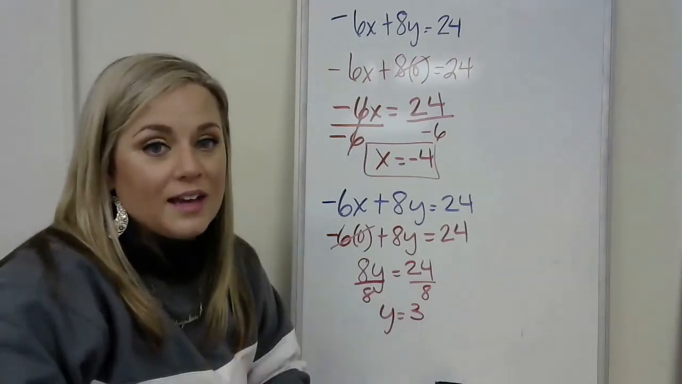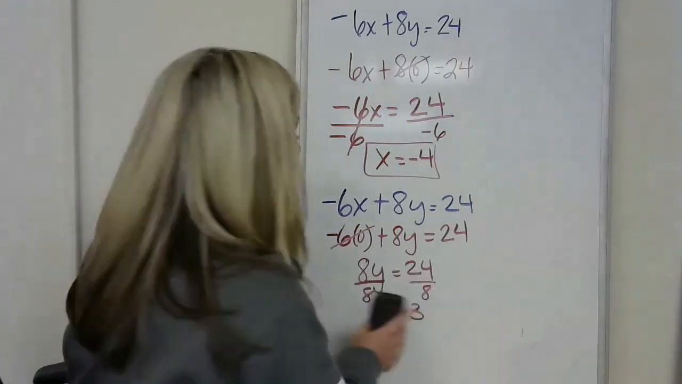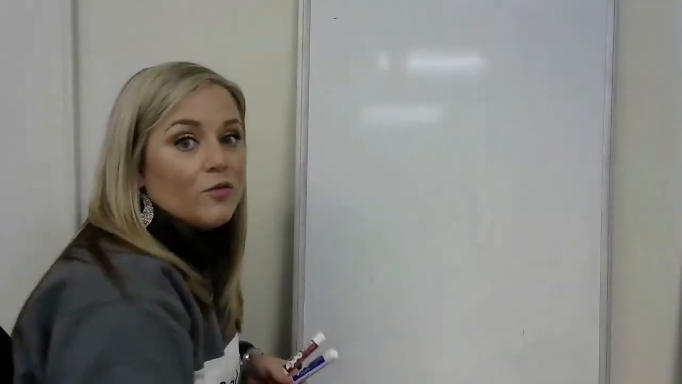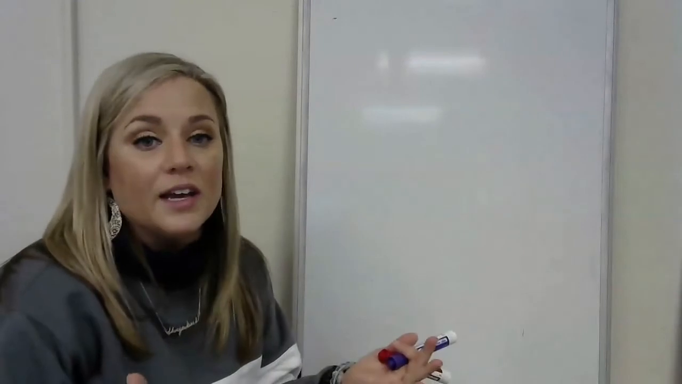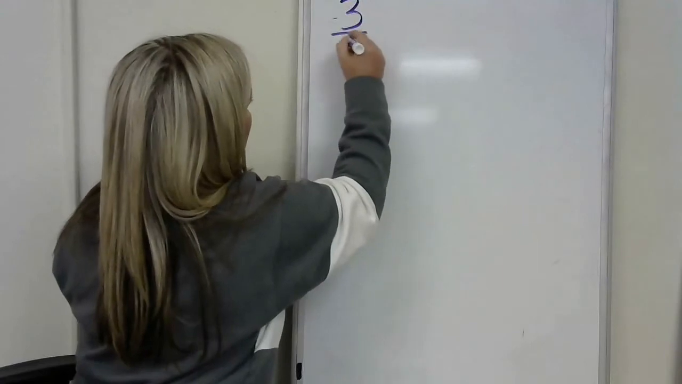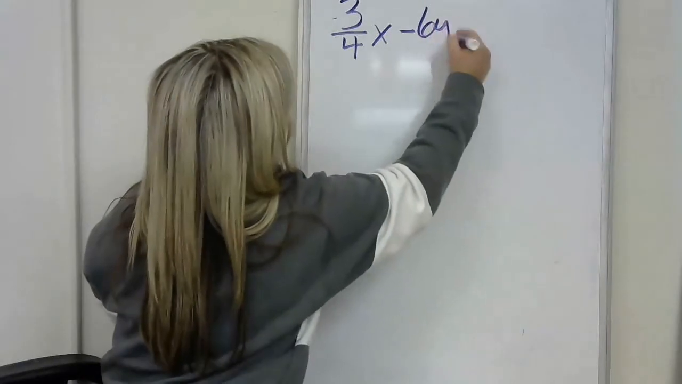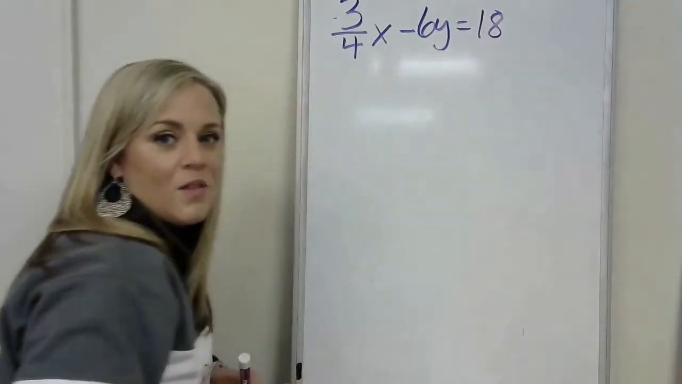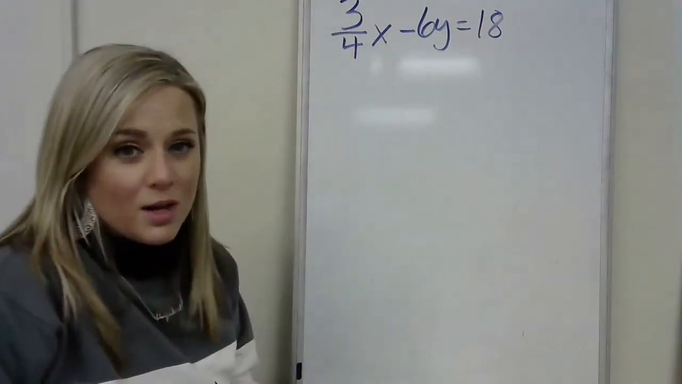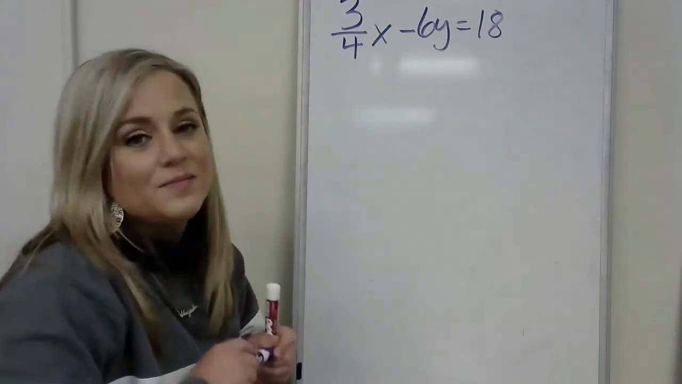So what I want you to do next is pause this and get out scratch paper. Well, don't pause just yet, but I'm going to rewrite the new equation. I want to see if you can get the y-intercept by plugging in 0 for x and 0 for y, doing two different equations. So this is the equation we're going to use: 3/4 x minus 6y equals 18, okay? Pause it now and try this, plugging in 0 for y and then 0 for x.